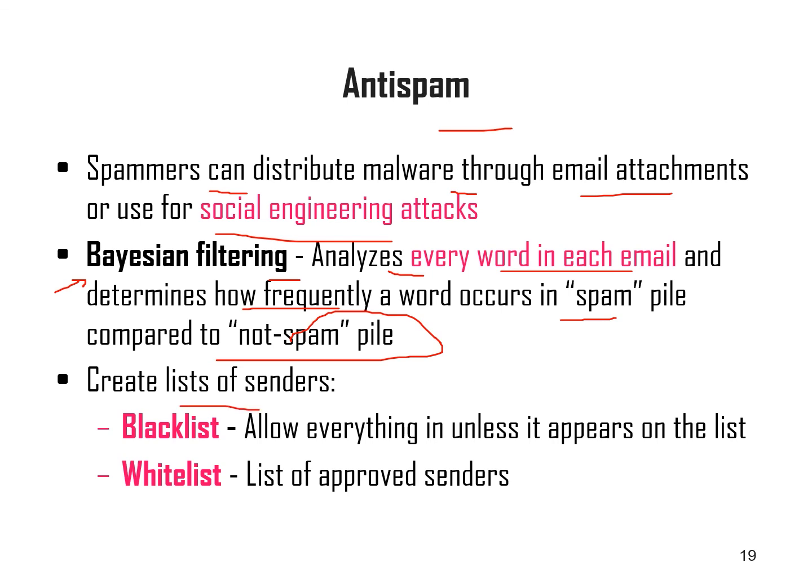So creating a list of senders. So blacklist, whitelist. This is also a very important 2-mark question. A blacklist allows everything unless it appears on the list. A whitelist is a list of approved senders, right? So that is whitelist. So a blacklist allows everything in unless it appears on the list. Whitelist is nothing but a list of approved senders.